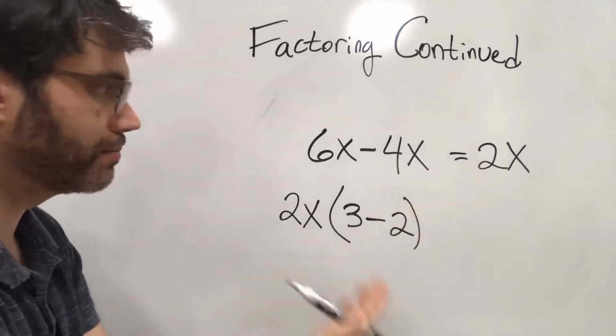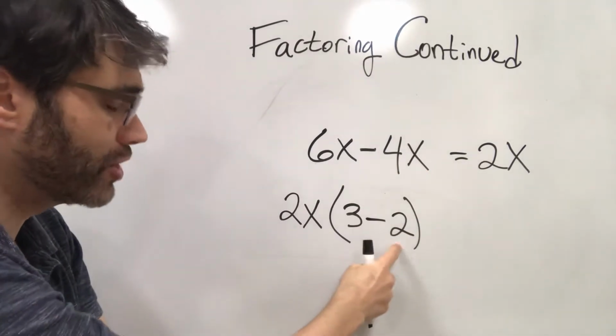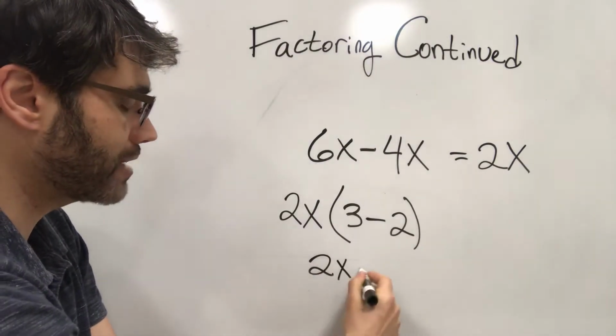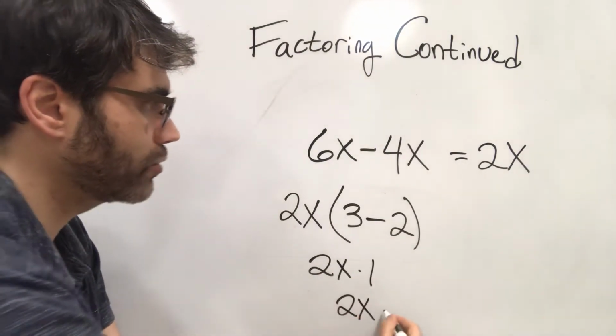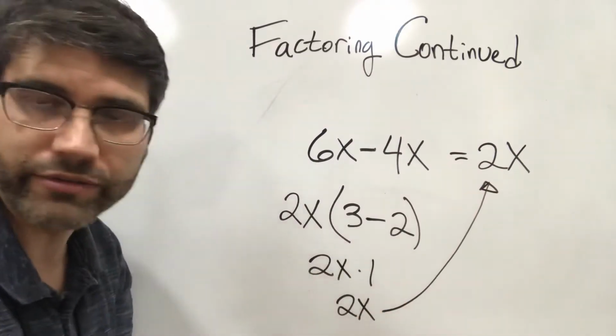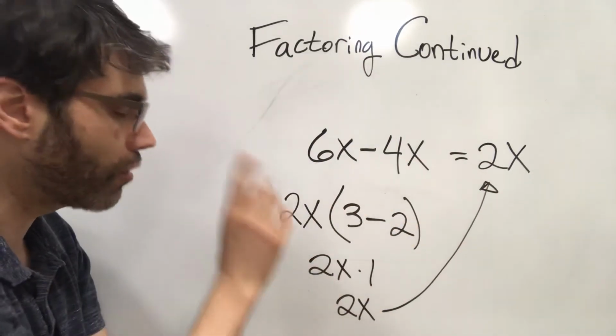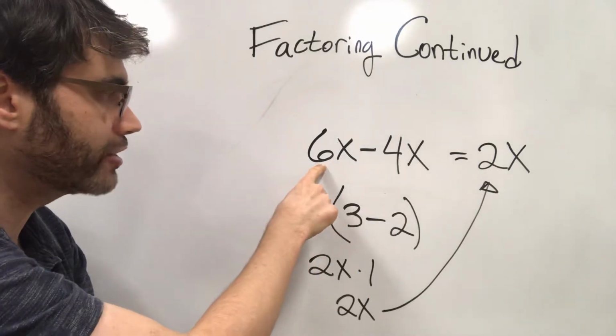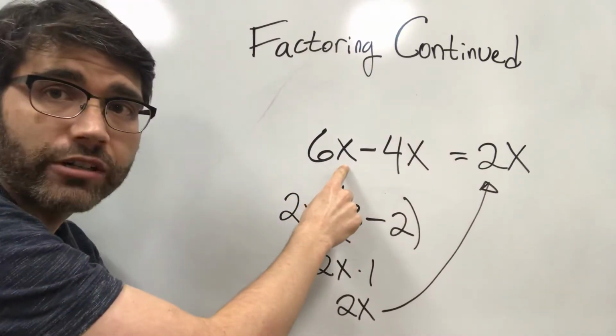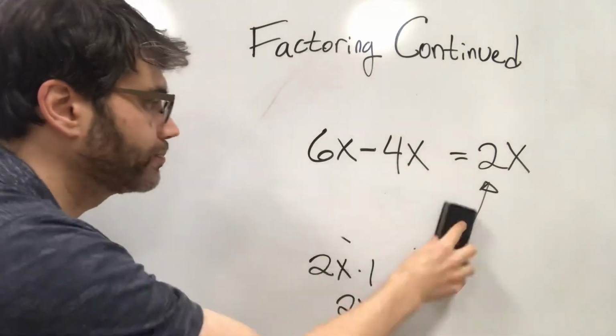Okay? And by the way, do you see that 3 minus 2 is 1? So that's 2x times 1, which is just 2x, which is exactly what you would have found out in the first place. But I just want to show that you can not only sometimes pull out a factor of the coefficient, but sometimes there's a factor of the variable as well.